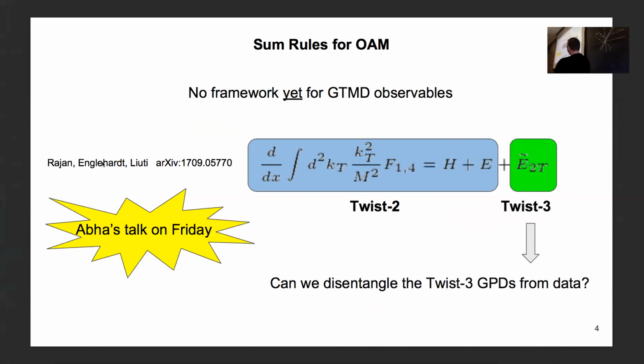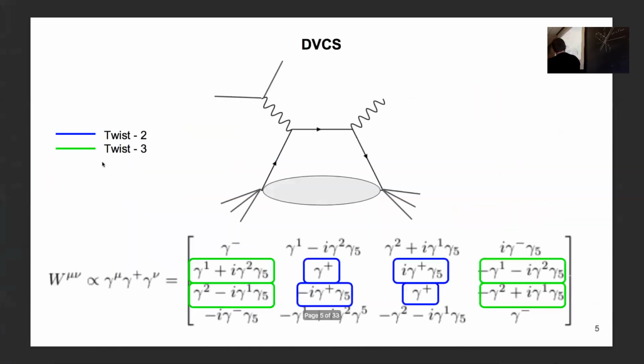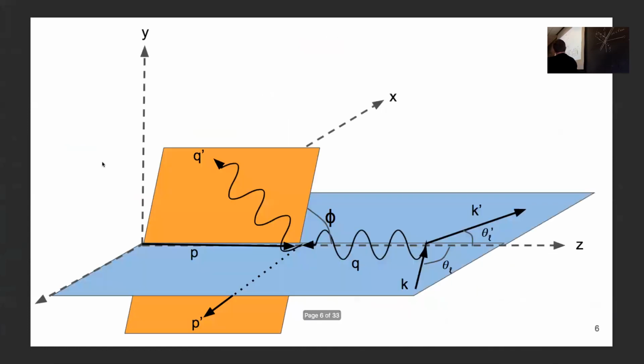All right. So the question remains: can we disentangle the twist 3 GPDs from data? We're going to talk about a couple of processes today. I'm going to talk about DVCS, in which when you define your hadronic tensor, you can isolate the sectors of the hadronic tensor you can find from DVCS. So you can see the twist 2 sector here, and only parts of the twist 3 here. These are not accessible for DVCS.